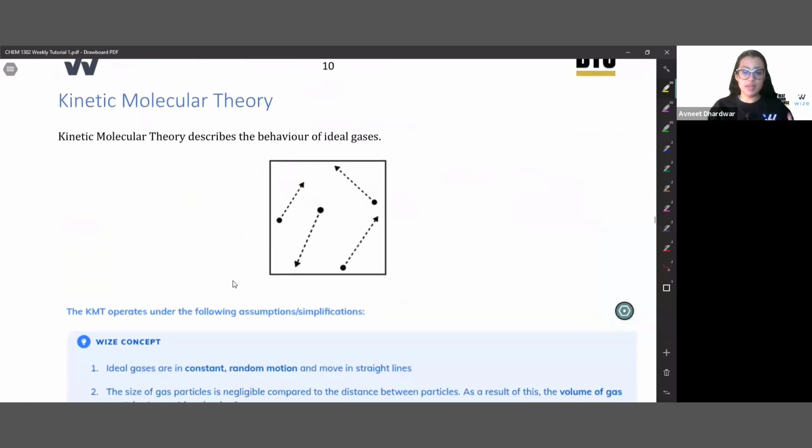Okay, so now we're going to be looking at kinetic molecular theory, and we'll go into a couple of different scenarios related to that. And then we'll finish up with gases, and we're just going to start thermochemistry today.